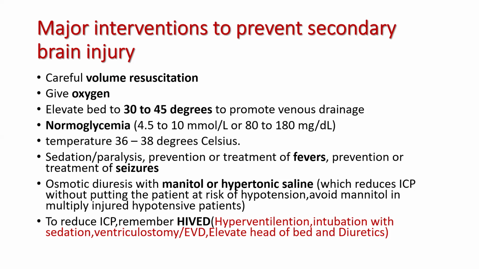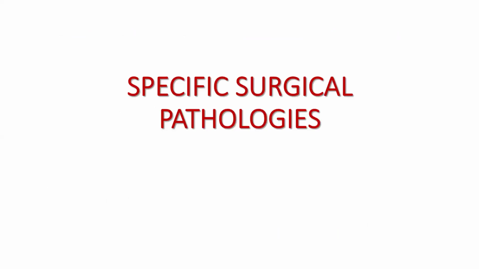So in summary, to reduce intracranial pressure, the mnemonic is HIVED, which is hyperventilation, intubation with sedation or paralysis, ventriculostomy or external ventricular drainage if it is indicated, elevating the head of the bed, and osmotic diuresis. So that is how we manage.